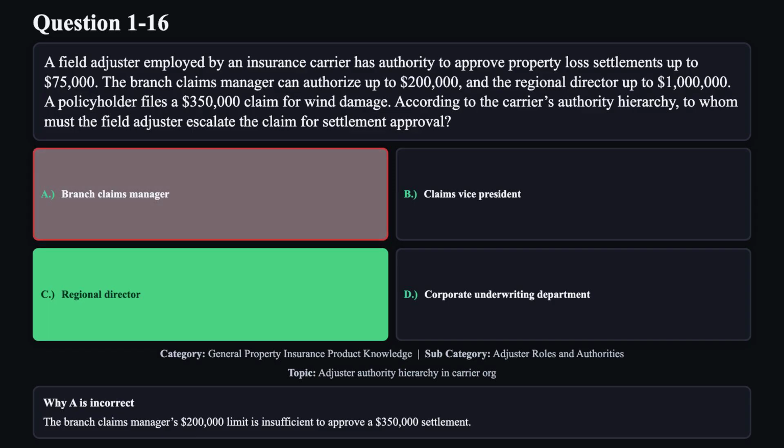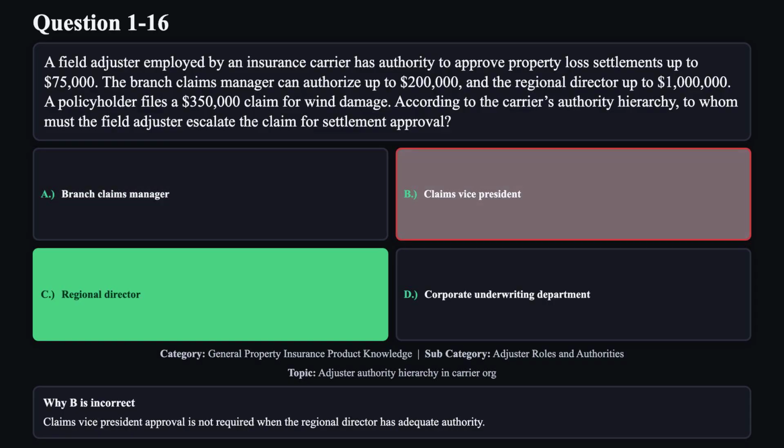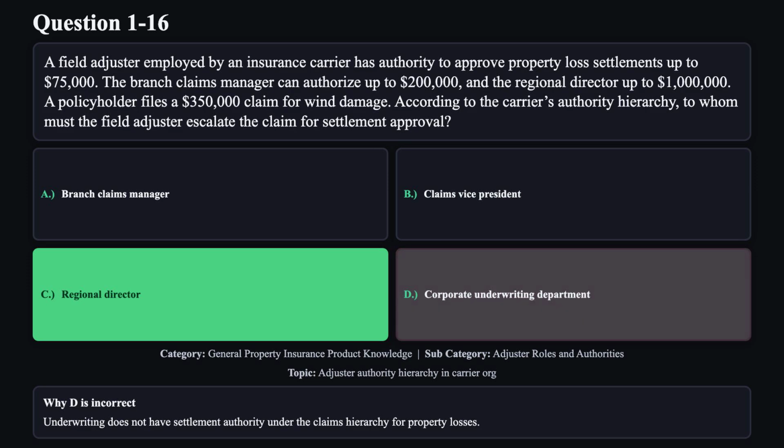Reason A is not correct. The branch claims manager's $200,000 limit is insufficient to approve a $350,000 settlement. Reason B is not correct. Claims vice president approval is not required when the regional director has adequate authority. Reason D is not correct. Underwriting does not have settlement authority under the claims hierarchy for property losses.